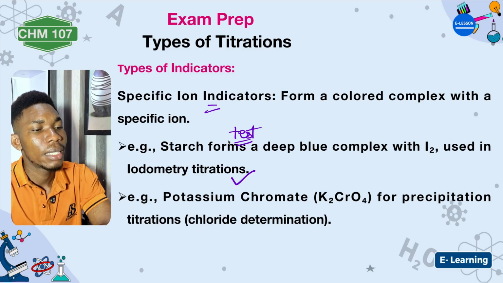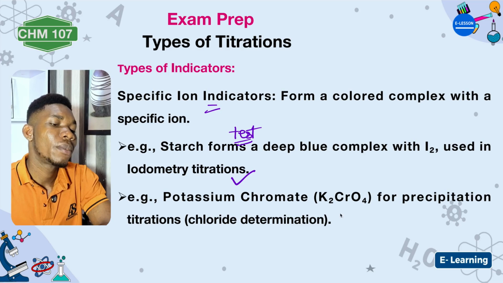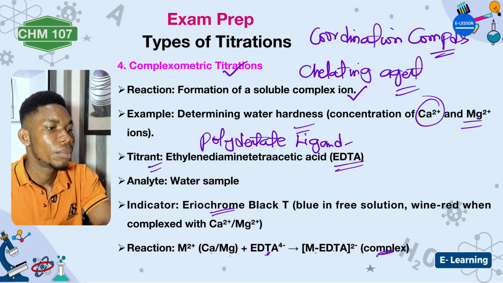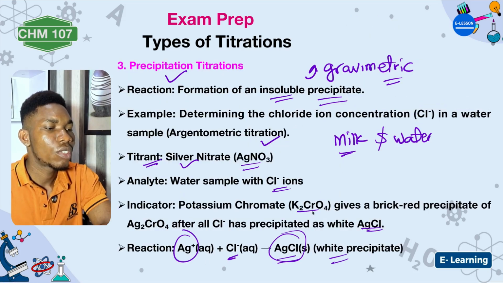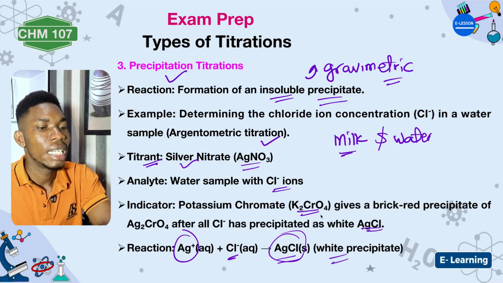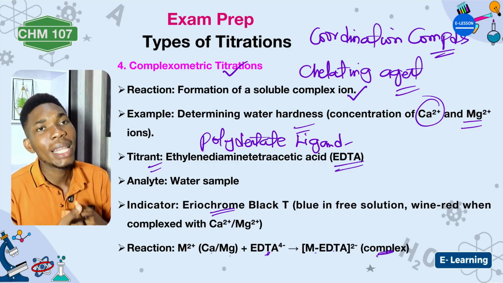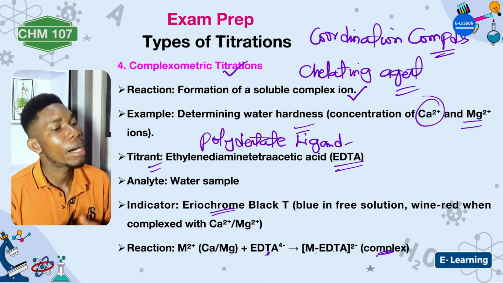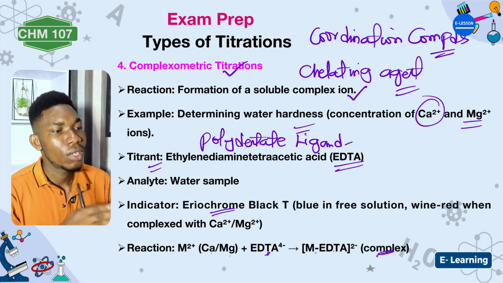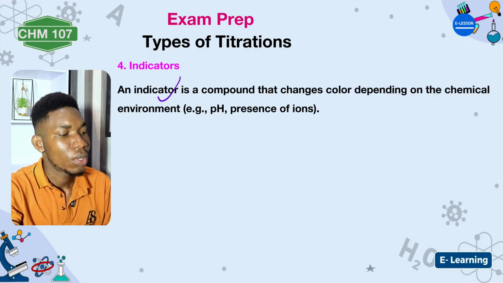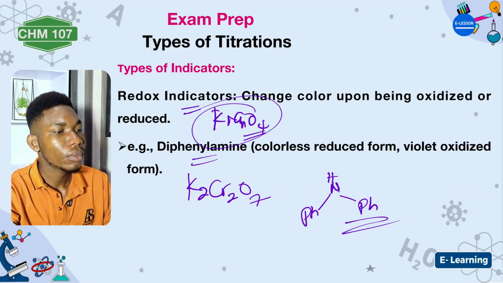Then potassium chromate for precipitation titration, or chloride determination. We discussed something like that. Precipitation. We use potassium chromate, and it gives a brick red precipitate. All right. So all these things are used to know whether the reaction happened or not. Just note them and the various indicators that you use. That is the most important thing you should know.